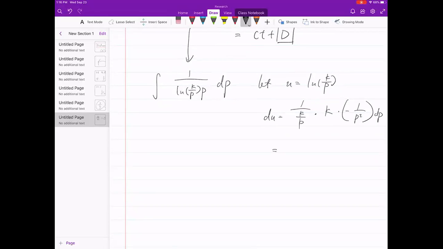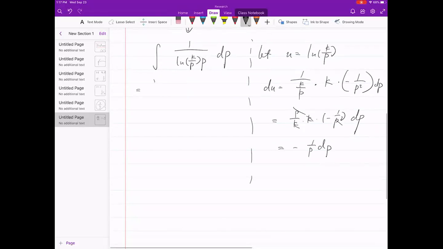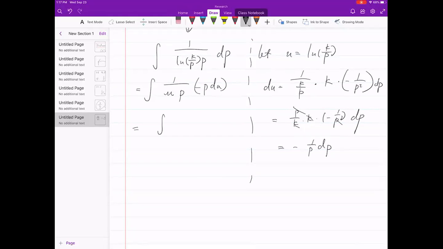To finish that, just do the k over p, or times p over k. So let's do p over k times negative 1 over p dp, cancel, which is negative 1 over p dp. Therefore, the left-hand side becomes 1 over u times negative p du, which gave you 1 over u du negative, which gave you negative ln u plus a constant.